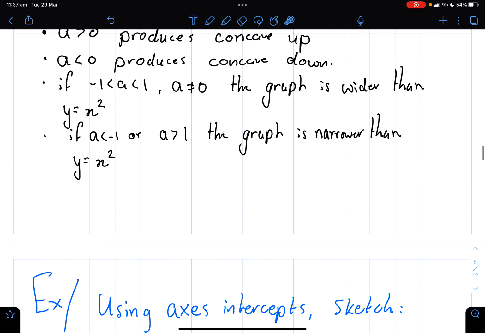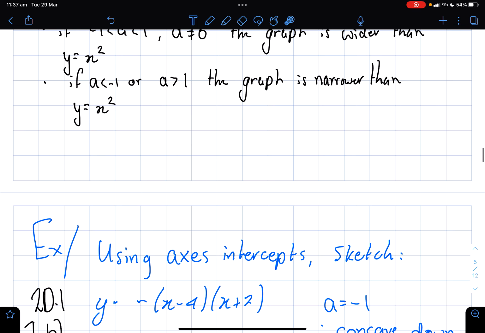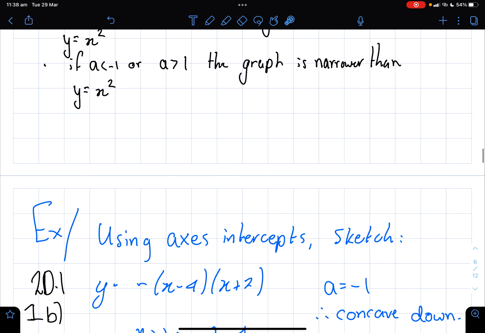Bit of an example, okay? Using axes intercepts, sketch the graph y equals negative (x take 4)(x plus 2). All right, so the first thing I look for is my a value. In this case, it's -1. So that means we're going to have a concave down looking quadratic, okay?